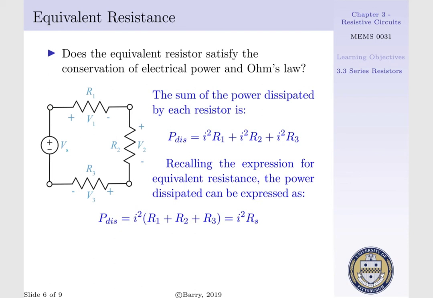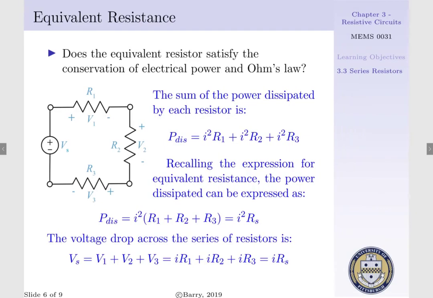To verify that our equivalent resistance satisfies Ohm's law, we'd look at the voltage drop across our resistors in series. That is, looking at our KVL equation, Vs would be equal to V1 plus V2 plus V3, which would be equal to the current flowing through each resistor times their respective resistances, i.e. IR1 plus IR2 plus IR3, which is identically equal to I Rs. Thus, our equivalent resistance satisfies the conservation of electrical power and Ohm's law.